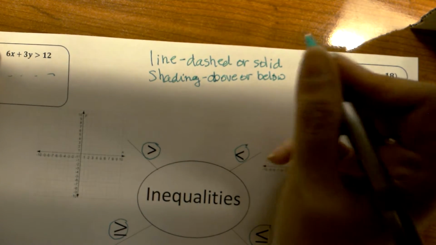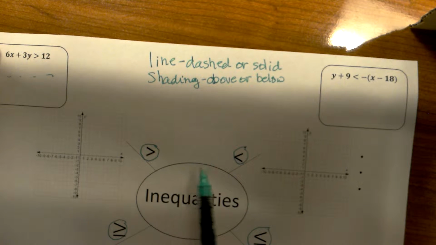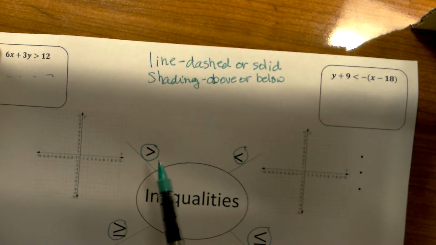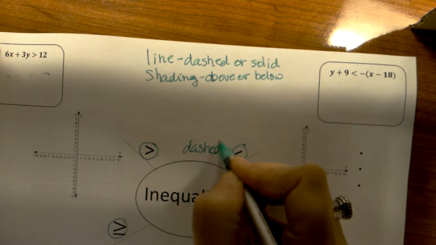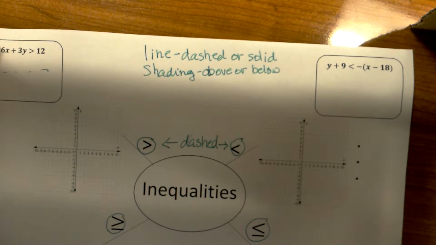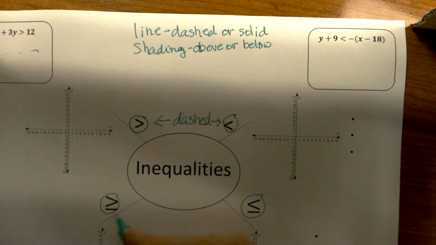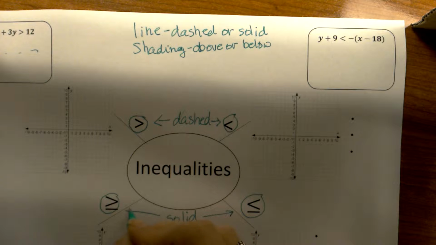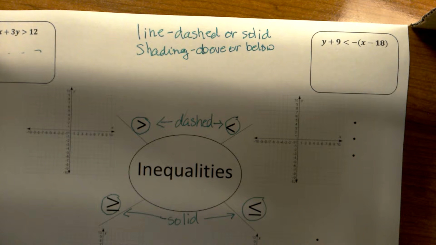Okay? So when you're looking at greater than or less than, because the equal to is not included, that means what's on the line is not included. So these are going to be a dashed line every time. So this is dashed and this is dashed. Excuse me. With your greater than or equal to, less than or equal to, those are equal to, which means they do include what's on the line. So that is going to be a solid line every time. Okay? Solid line when you have an equal to, dashed when you do not.